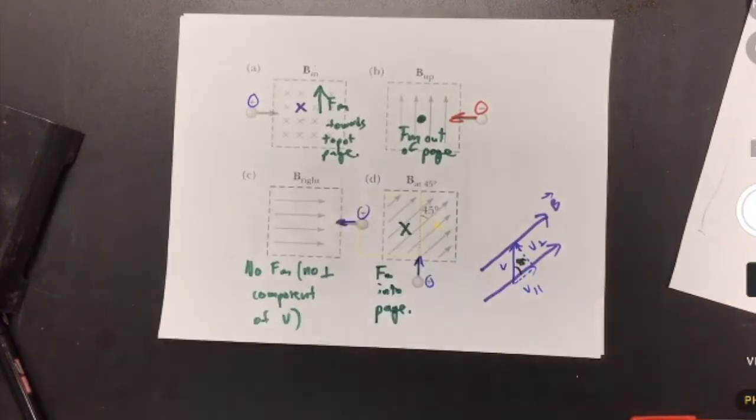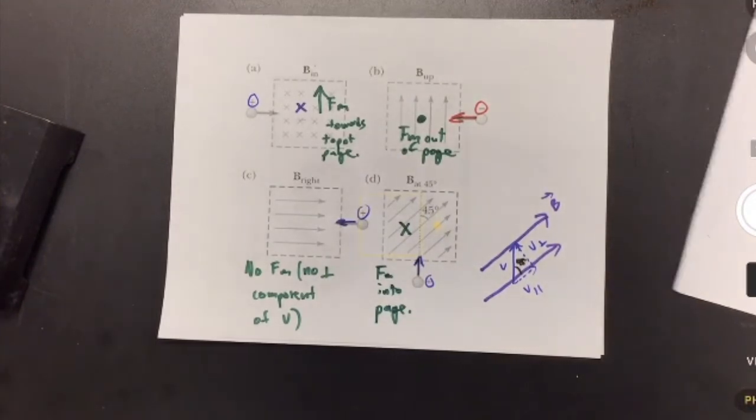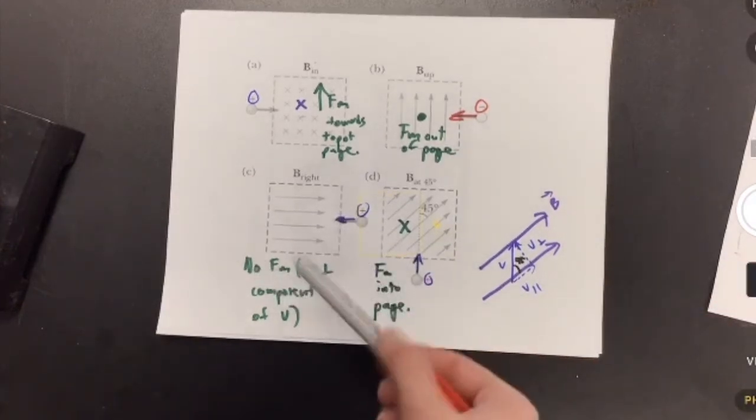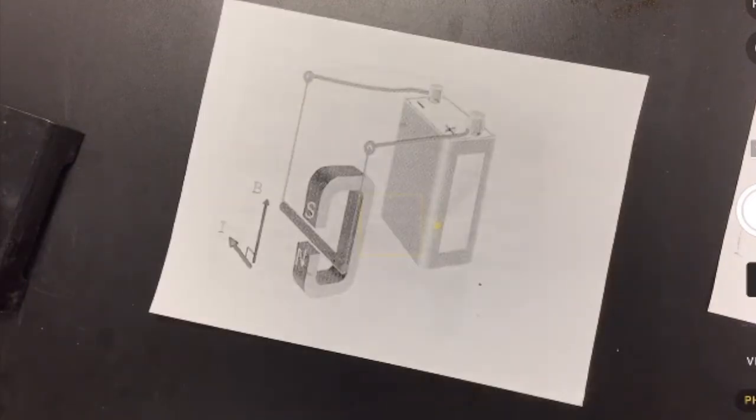So again, the speed doesn't have to be entirely perpendicular to feel a magnetic force. It just has to have some component that is perpendicular. If it is entirely parallel like this, then it has no perpendicular component, and then yes, it will feel no magnetic force at all. Okay, example 4 on page 12 here, it's asking what will happen.